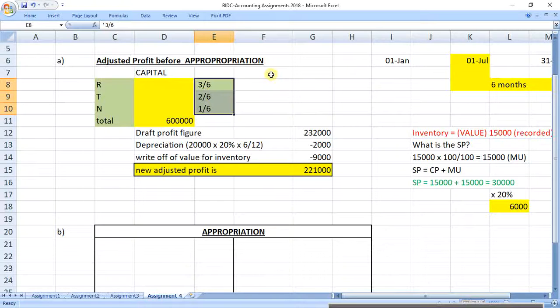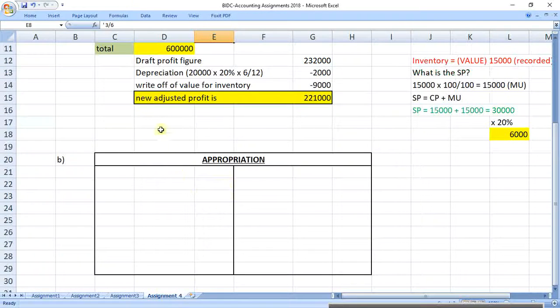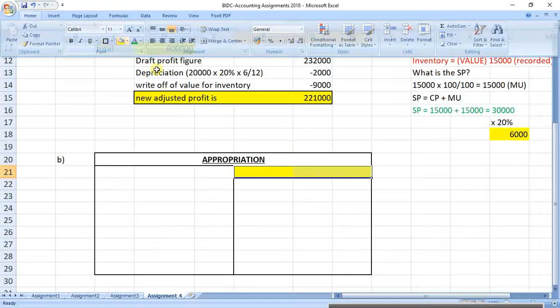Okay, the other terms of the partnership agreement were as follows. Interest of 6% per annum is to be paid on the opening capital account balances. Okay, right, so 6% is to be paid to who? The owners. Right, so what is that going to do to appropriation? It's going to decrease the profit. Okay, so it's a continuation. So this figure needs to go where? Here. Okay, let's put it in.